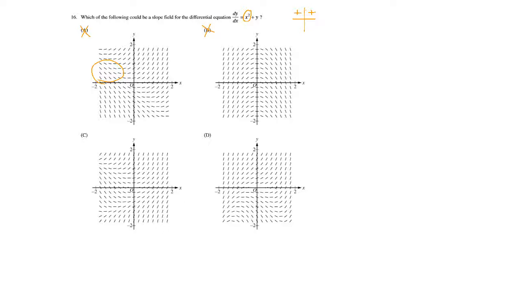Let's see, all of them have to be positive in that second quadrant. Hey, look at that, that also throws out C because I have negative slopes through there. So it looks like the only answer choice left here is going to be D, and that's going to be our correct answer.